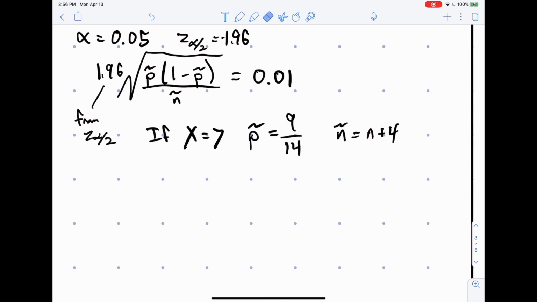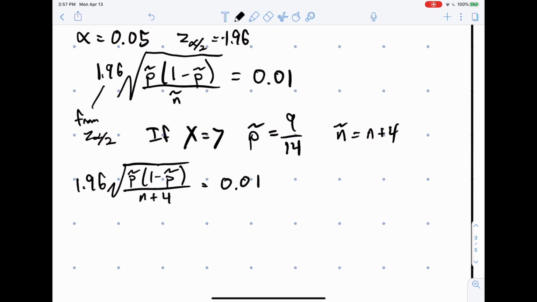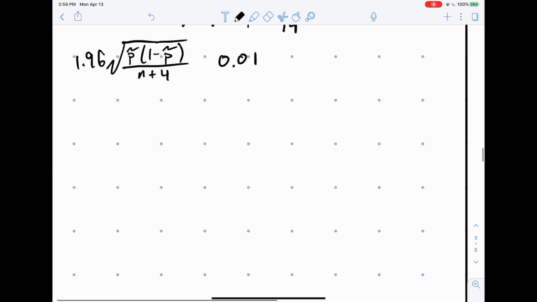Plugging all these in, we have 1.96 times the square root of p tilde times 1 minus p tilde over n plus 4, equal to 0.01. So what we really want is this equation. We want the width of this interval to be less than or equal to 0.01. So now I'm going to do the algebra and just write it all down. If you have questions about this, we can talk about it in office hours, but I'm not going to explain it right here.